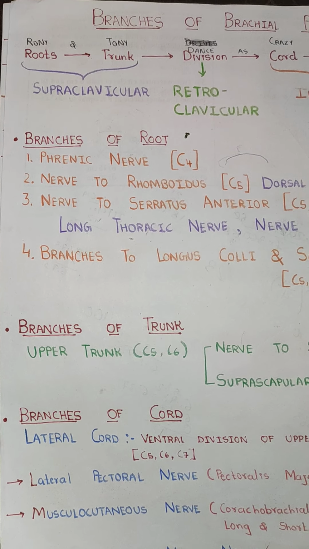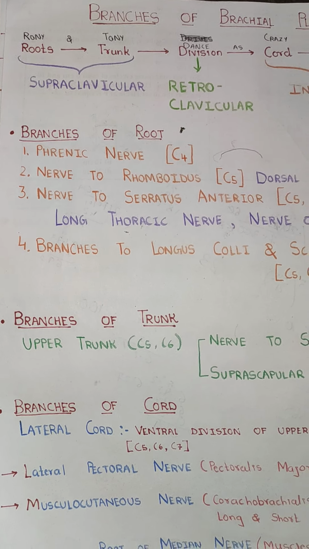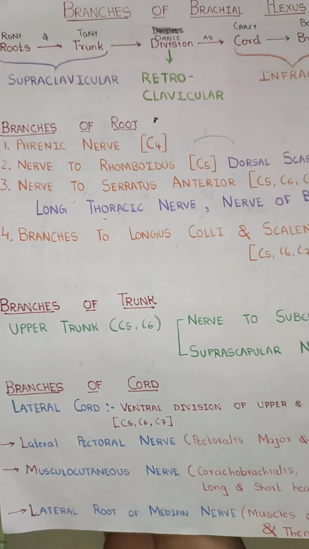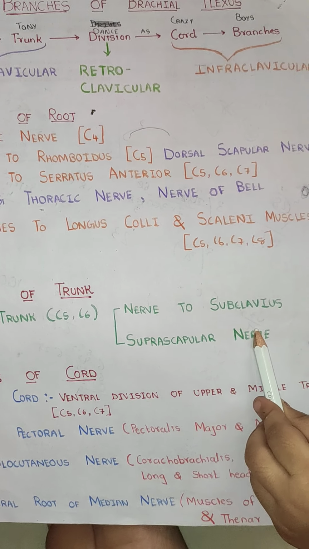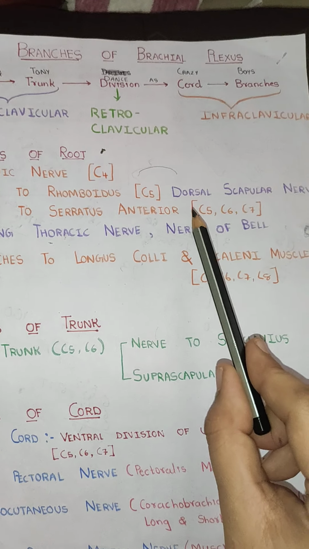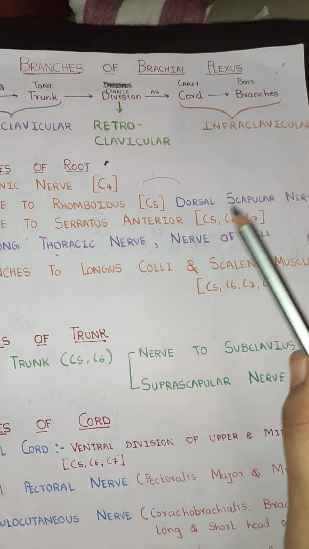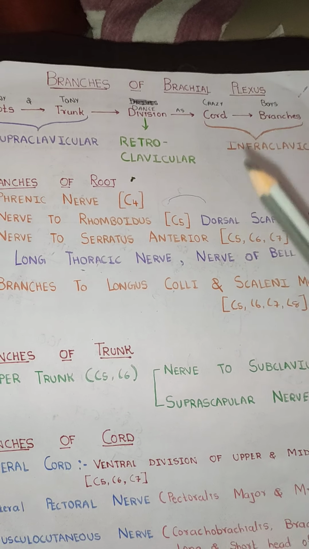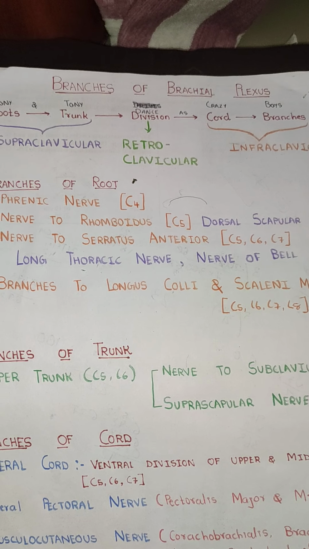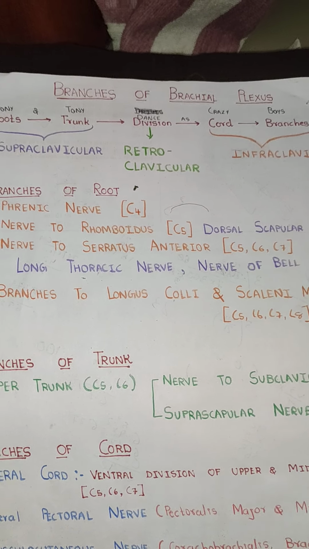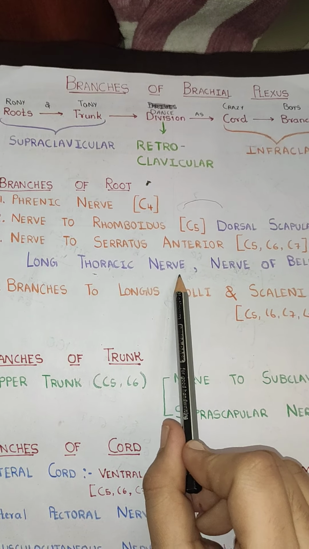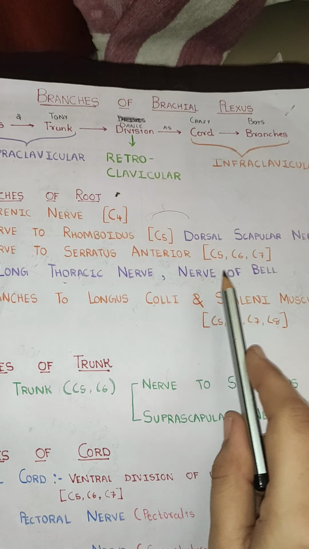Below C4 is C5. So, from C5 arises nerve to rhomboids. And we know that rhomboid muscle lies over the scapula, which is over the dorsal part. So it is also known as dorsal scapular nerve. Now C4, C5, so now C5, C6, C7. That is nerve to serratus anterior. As serratus anterior lies in the thoracic region, it is also known as long thoracic nerve. Other name is nerve of Bell.